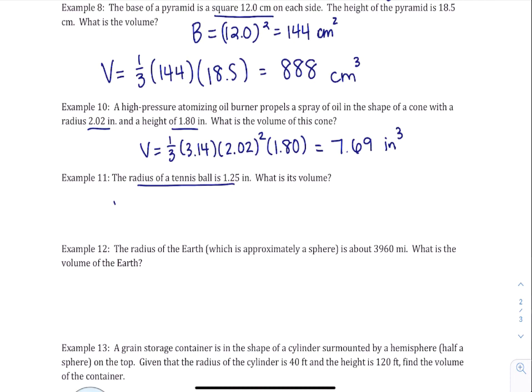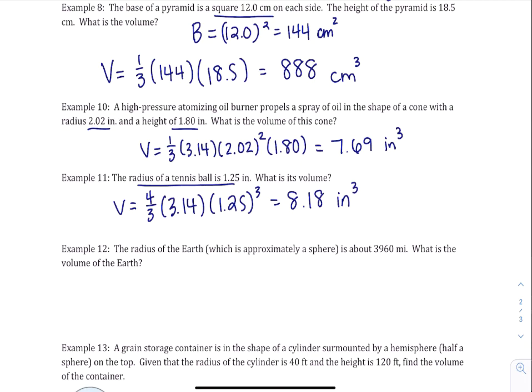The radius of a tennis ball is 1.25 inches. If we want to find the volume of a sphere, which would be a tennis ball, that would be 4/3, and then the radius cubed times pi. Let me get pi in there first. 3.14 and then 1.25 cubed. So 4/3 times 3.14 times 1.25 cubed, and we get 8.18 cubic inches.